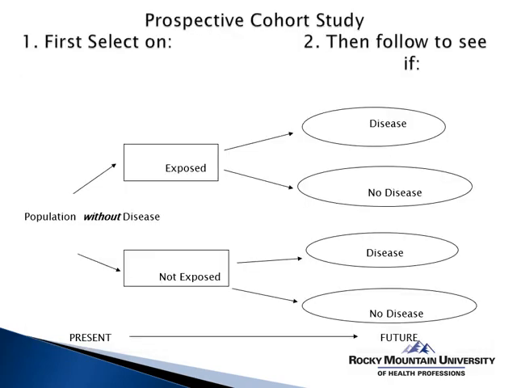So again, here's another way of looking at it. Population without the disease, we've got our exposed, or we can call this the group that we are hypothesizing to be at greater risk, and the not exposed, the people who are at lesser risk. We collect this all in the present at baseline, and we follow them into the future, and we take a look and see what percentage of cases occur. What percentage are people having the disease or injury in each group?